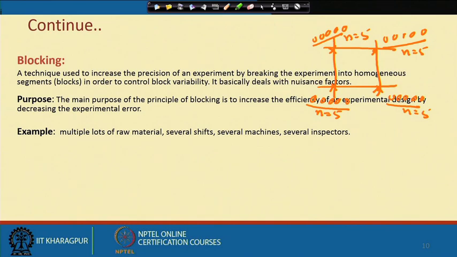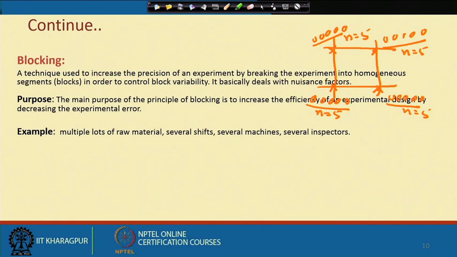So, it is always advisable that you do the experiment with a set of homogeneous material or homogeneous people. The experimental units should be homogeneous. If you cannot do this, then what will happen? The heterogeneous effect will be there and error will be more. So, blocking is a very interesting technique here, it is an experimental technique.